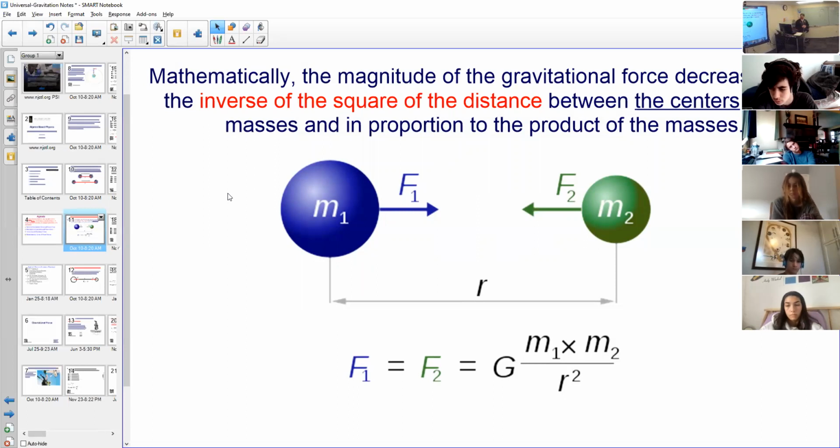And this equation that you can see here, and here F1 equals F2, they're just trying to show Newton's third law, that the forces they're feeling on each other are equal, but this is how we find the magnitude. Now, the magnitude is going to be measured in newtons, just like every other force. And our G value is a constant. It's called Cavendish's constant, or the universal gravitation constant.